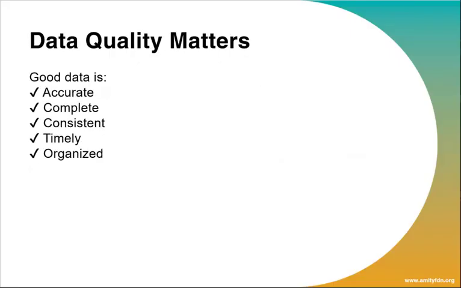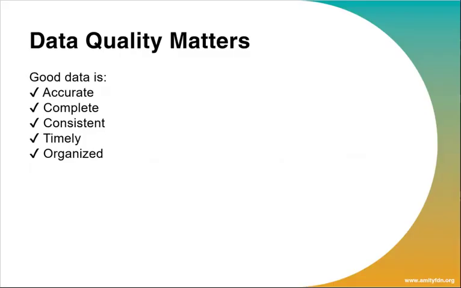Now, even if you're collecting the right information, you still have to ask, can we trust the data? Good data should be accurate. It reflects what actually happened. It should be complete, so we're not making decisions based on major gaps. It should be consistent, meaning that you're collecting and recording information the same way over time. It should be timely because outdated information may not help you make good decisions. And finally, it should be organized so you can actually find it, understand it, and use it.